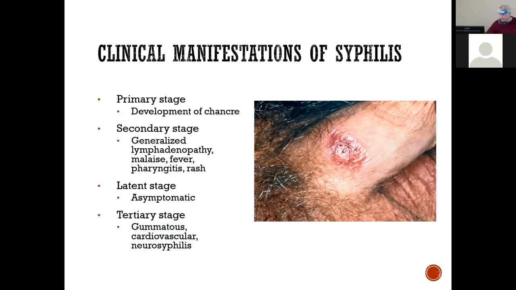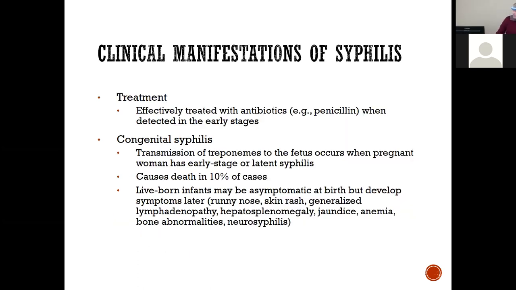Congenital is the next step. First thing is, it's really easy to treat, with effective treatment with penicillin when detected in the early stage. I think I shared with you, my dad used to sell penicillin pills for $1. He might have done a lot for syphilis at the time. He still knew, right? He might have been helping out there.